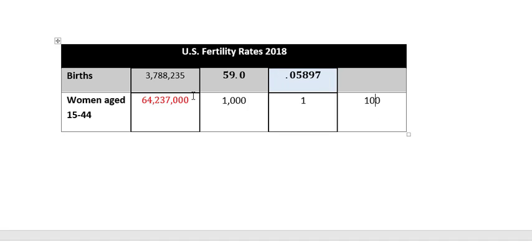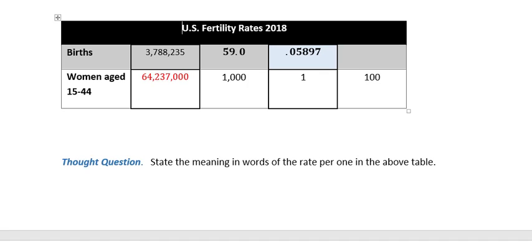And you see we have this ratio. This is the ratio that we did, and now this ratio. Now here's kind of an interesting question. It gets at why we scale to a meaningful number, right? State the meaning in words of the rate per one in the above table. Well, the rate per one is 0.05897 births per every one woman. It's not a very clear way of explaining it like this one is, 59 over 1,000.